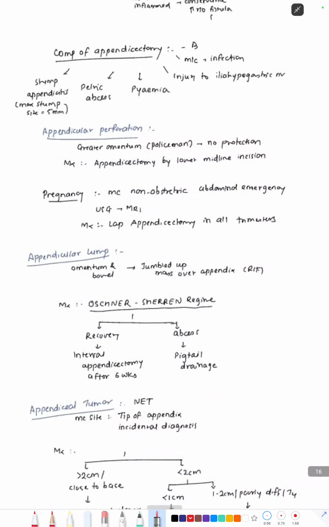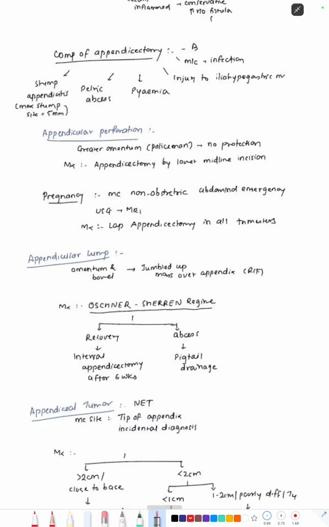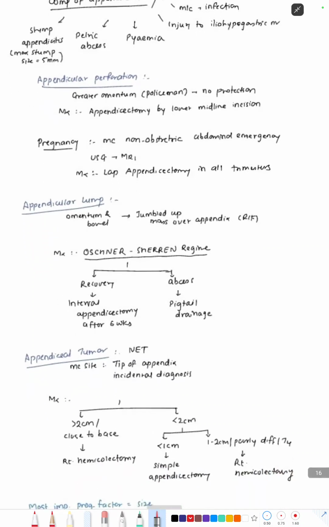Then appendicular perforation. It is caused because normally the greater omentum, which is the policeman of the abdomen, provides protection. If there is any pathology associated with it, that leads to appendiceal perforation. And management in that case, you have to do an emergency appendicectomy by lower midline incision first.